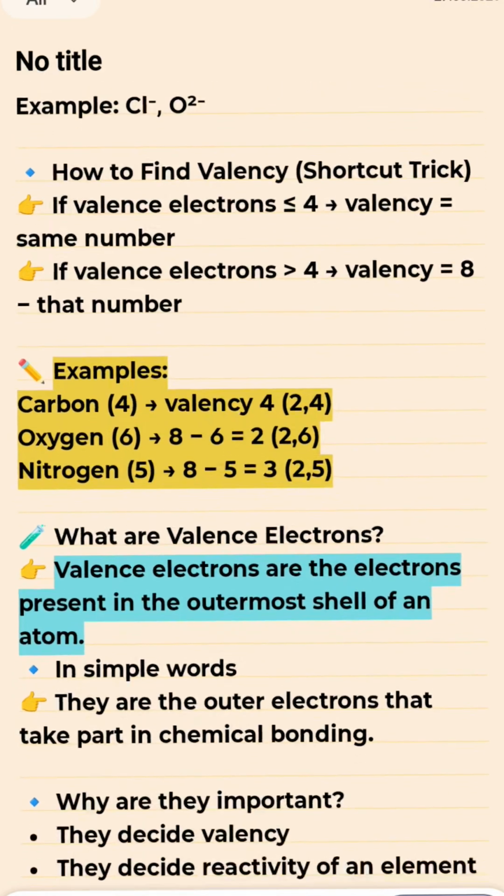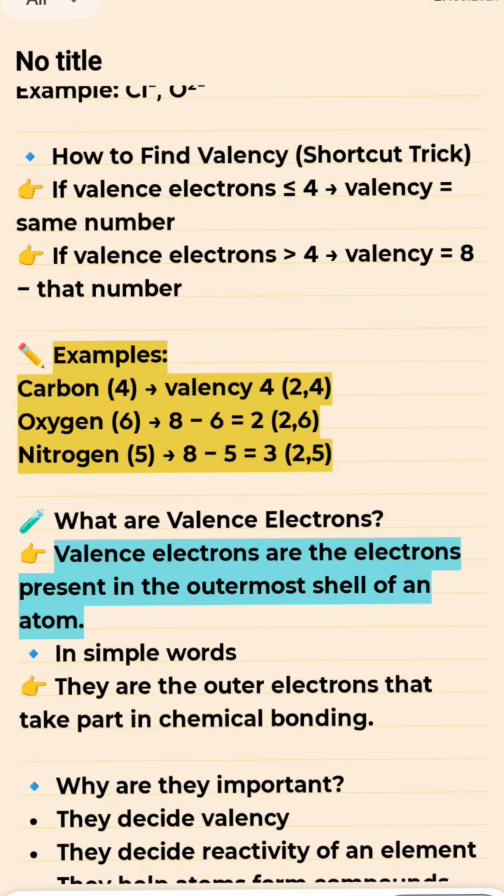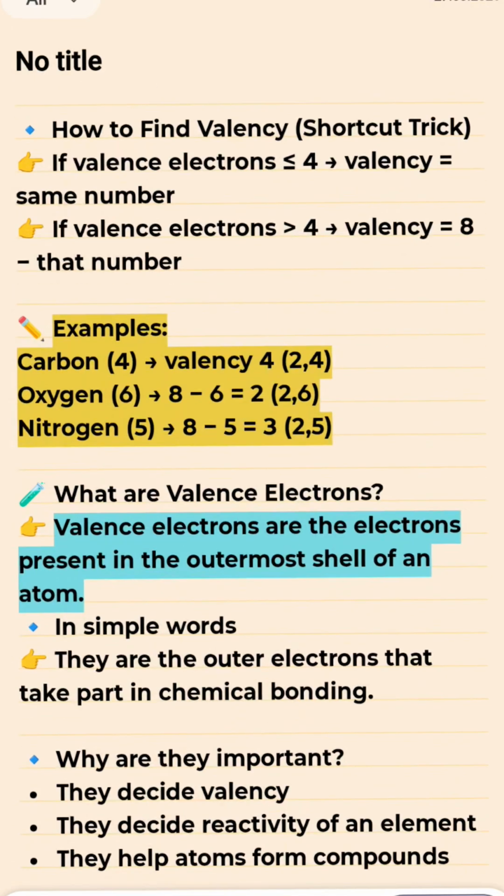Now, how to find valency? I told you a shortcut trick. Remember, this is very, very important. If valence electrons, that means the number of electrons present in the outermost shell, is 4 or maybe less than 4, it can be 1, 2, 3 and 4, then valency is the same number from 1 to 4, whichever is the number of electrons in the outermost shell.